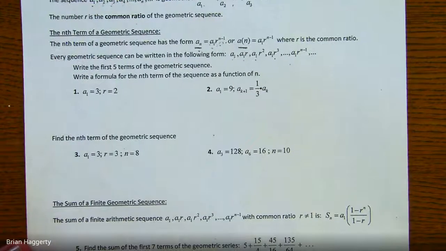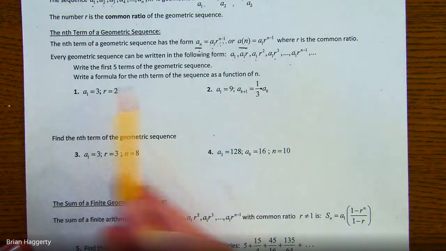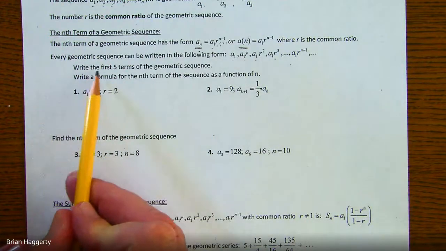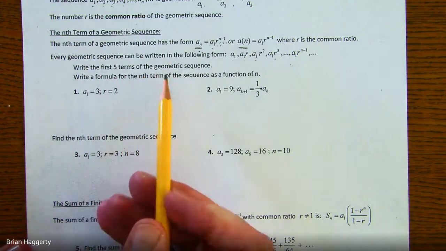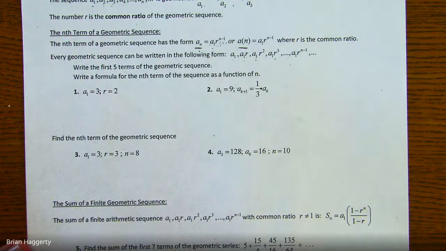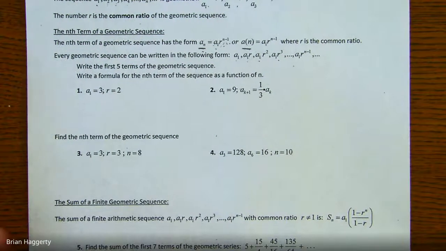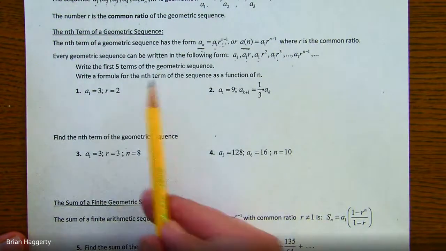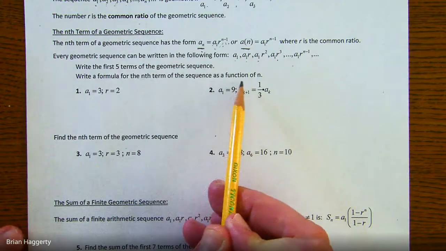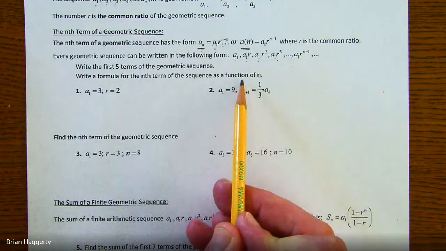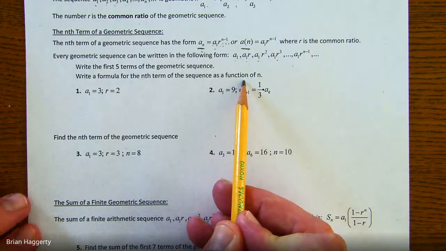So starting off with a couple basic examples, they're asking us to do two things with these. Write the first 5 terms of the geometric sequence and write a formula for the nth term of the sequence as a function of n. Again, we saw those same instructions yesterday. That's just a fancy way of saying write the explicit formula.